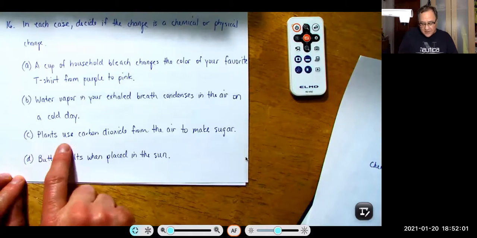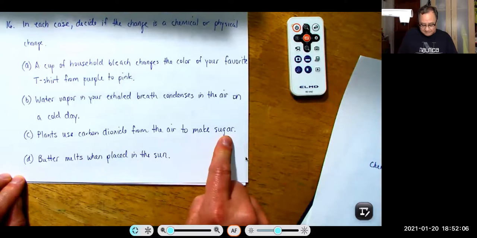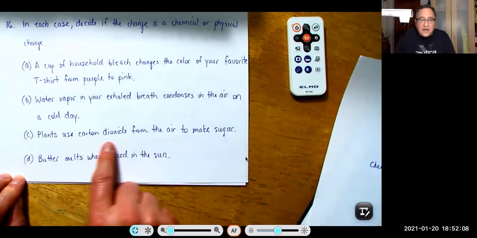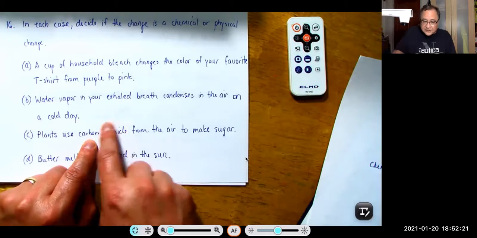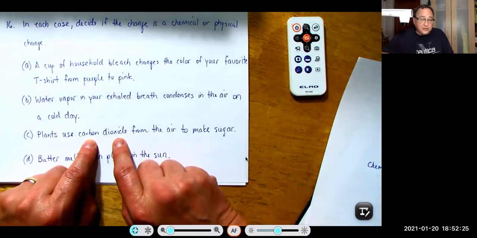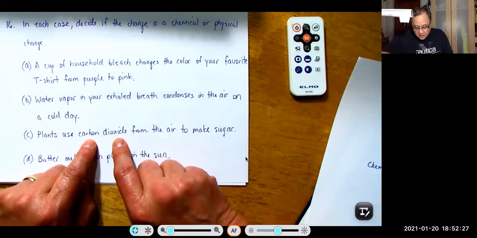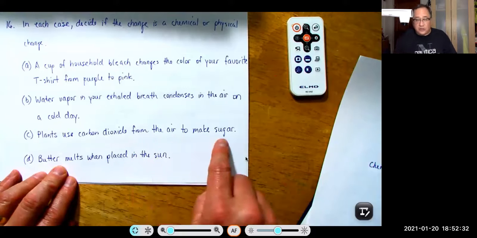Plants use carbon dioxide from the air to make sugar. Okay, let's take a look at this. Carbon dioxide, element or compound? And the answer is compound, because we know carbon is on the periodic table. There's a second part to the name which tells us this is combined with something else. And if you're guessing it's combined with oxygen, you're absolutely right. Compound.